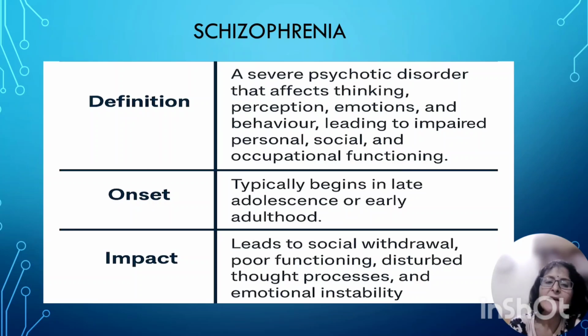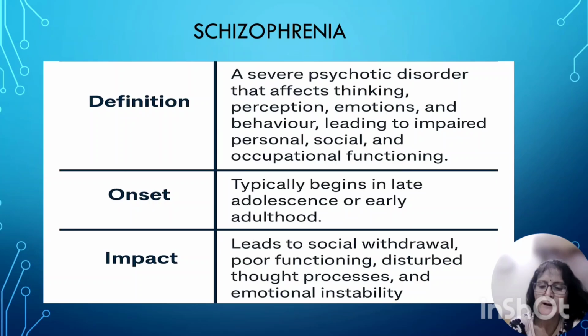As it affects your thinking, perception, emotions, and behavior, these terms, as a student of psychology, by now you are aware of. Basically it starts towards the late adolescence or early adulthood. Why? Because a lot of changes the person is experiencing and he or she becomes susceptible to schizophrenia.